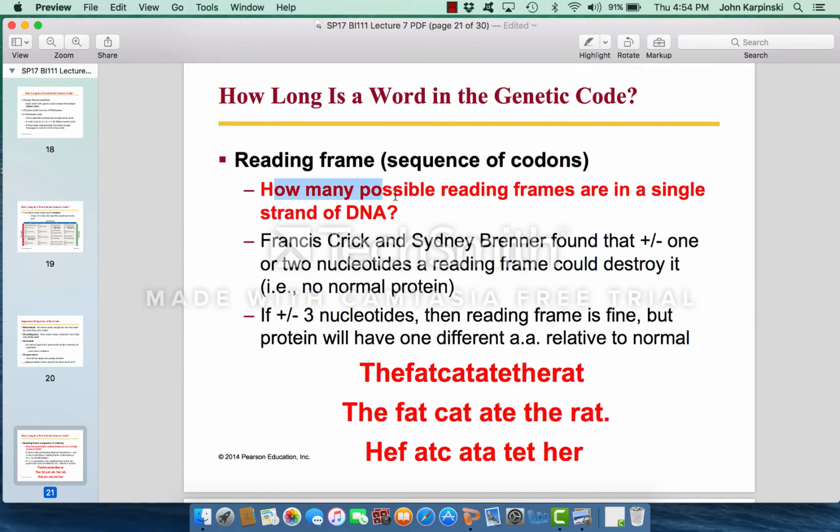And how many possible reading frames are in a single strand of DNA? Well, generally for eukaryotes, there's 3. Because if you think about it, we could have started on T. If we start on T, we get our coherent the fat cat. If we start on H, we get this incoherent expression. And if we started on the 3rd letter, we would likewise get an incoherent expression. So the only one that makes sense is if we start right here.